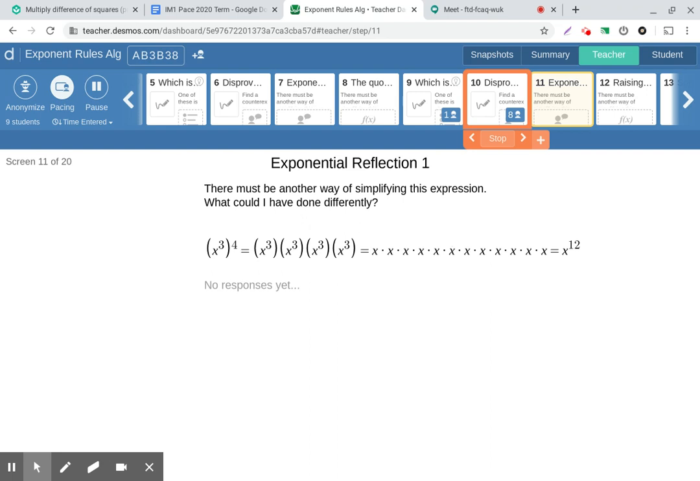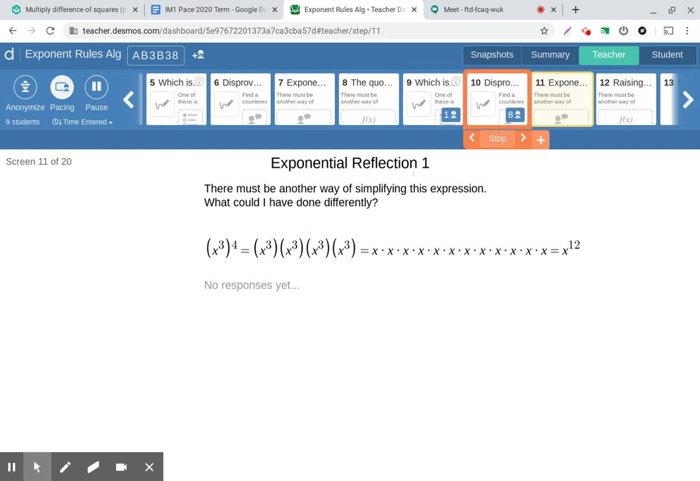Here's a fast way to do this. Instead of writing all 12 of those X's, you're on screen 10, right, guys? So instead of expanding the party of 3 and the 4 rooms of parties of 3 and then writing all 12 X's, you can say, oh, this is a power to power. I'm going to multiply the exponents. It's going to be X to the 12th.